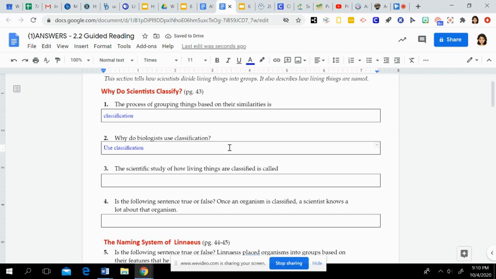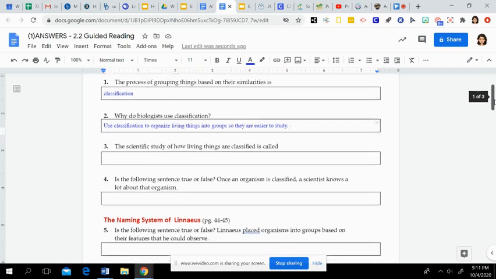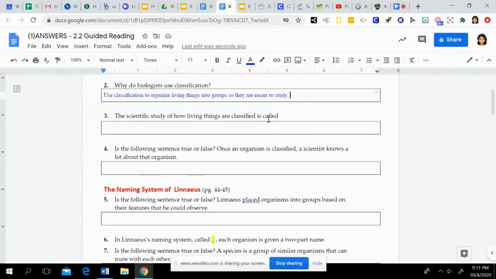But they use classification to organize living things into groups so they are easier to study. This just allows biologists and scientists who are trying to study those organisms a way to group them together based on similar characteristics like what type of animal they are, and how they function, or different characteristics like their size or colorings, things like that.